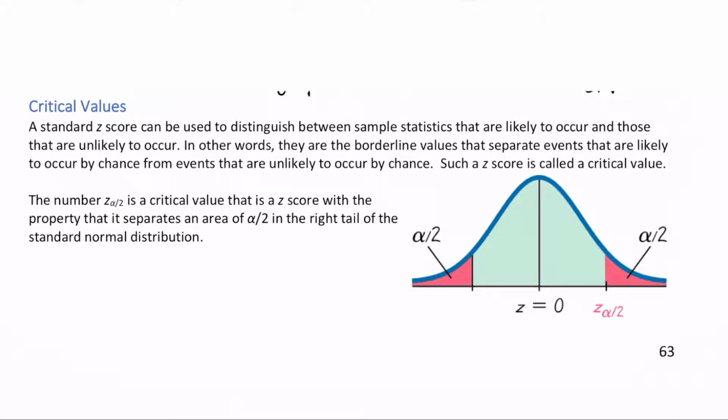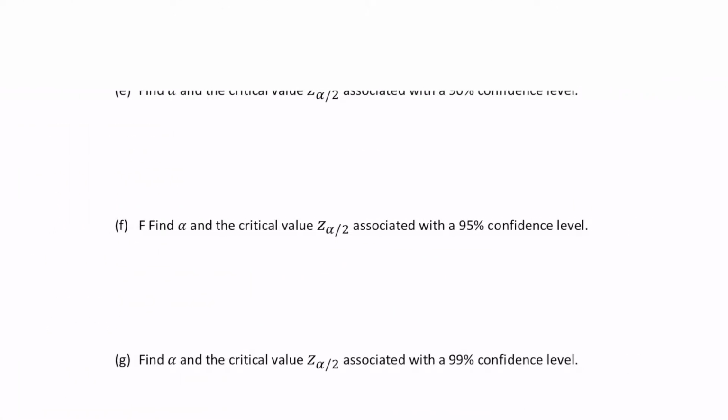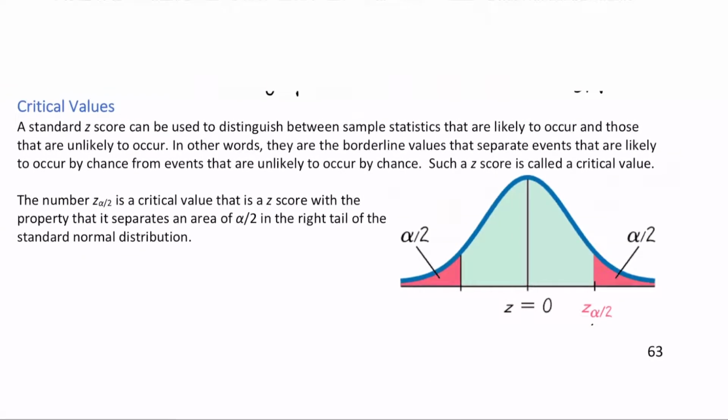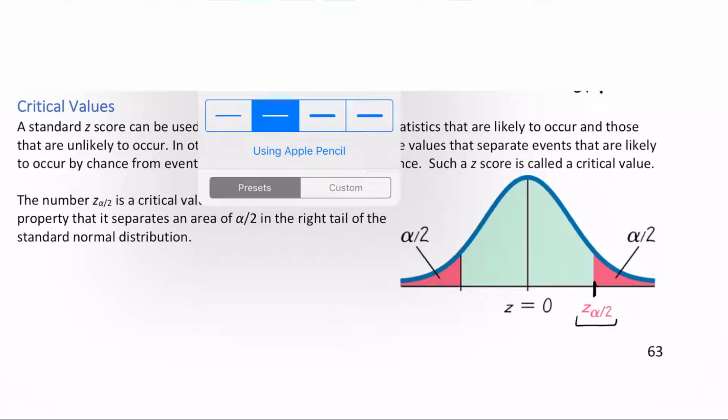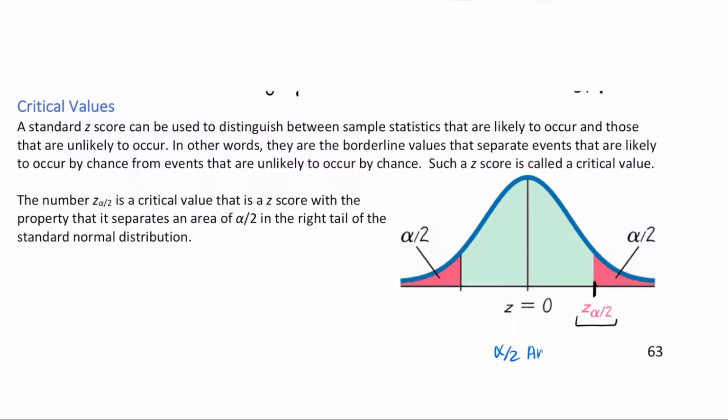That is a Z-score with the property that it separates alpha over 2 of the tail on the right, so here, from the left of the standard normal distribution. So when you see this notation, just know it is a Z-score here, and you'll have alpha over 2 area on the right. And it separates this area from everything else over here on the left.